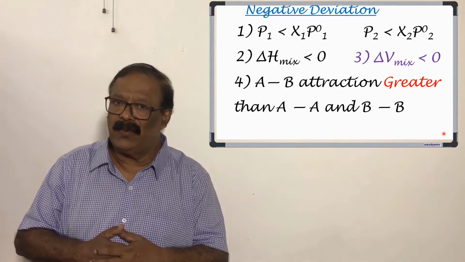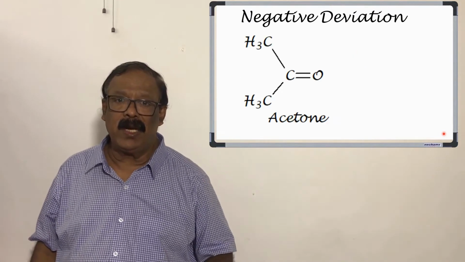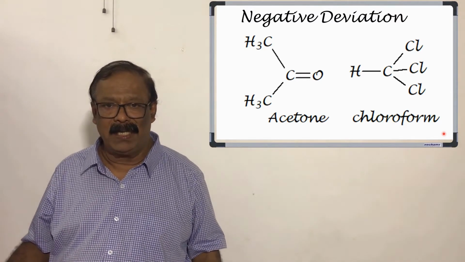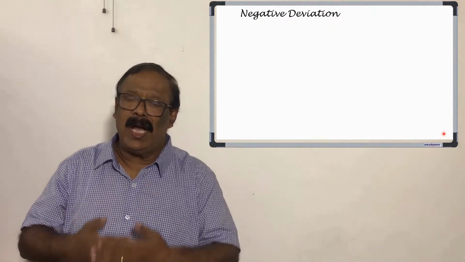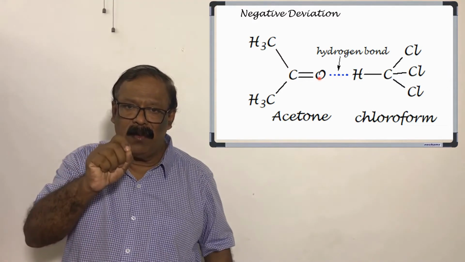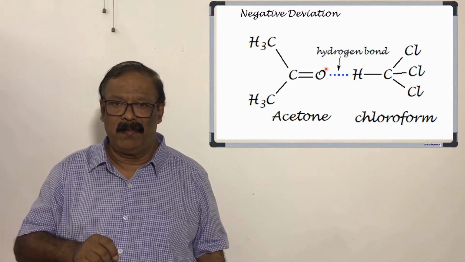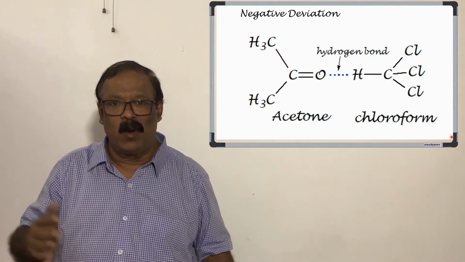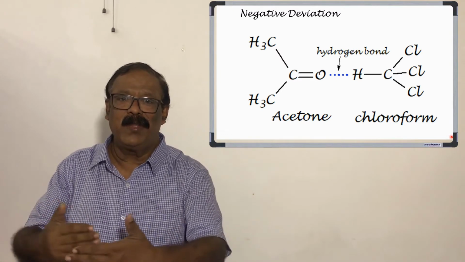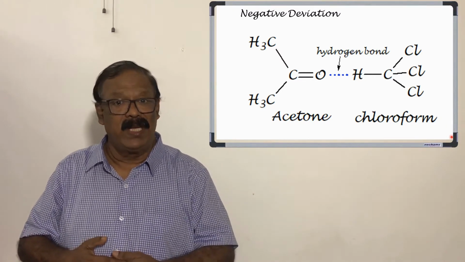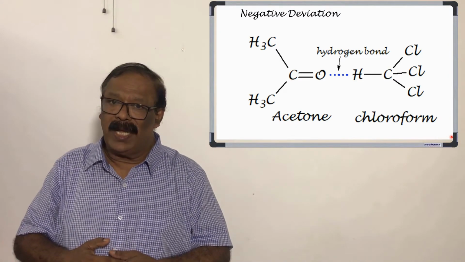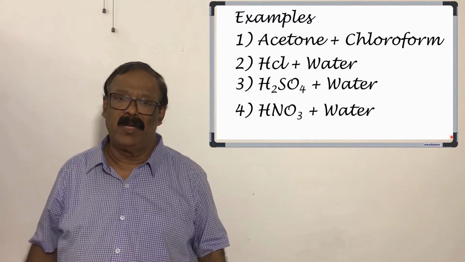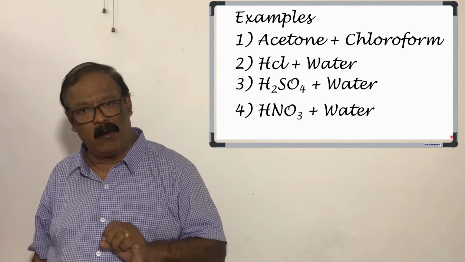One example of this category of solution is the solution obtained by mixing acetone and chloroform. There is no hydrogen bonding in acetone, there is no hydrogen bonding in chloroform. But when the two liquids are mixed, a strong hydrogen bond will be formed between the oxygen atom of acetone and the hydrogen atom of chloroform. Thus, attraction increases, number of molecules escaping to the vapor phase decreases, vapor pressure decreases, molecules come closer, so volume decreases, formation of the new hydrogen bond releases the energy and the process becomes exothermic. Hydrochloric acid plus water, sulfuric acid plus water, nitric acid plus water all lead to the formation of solutions showing negative deviation from Raoult's law.